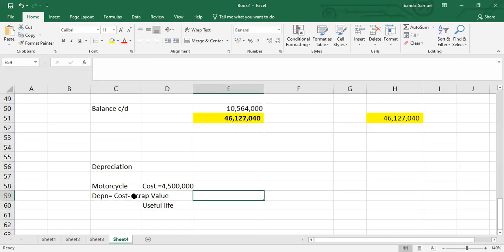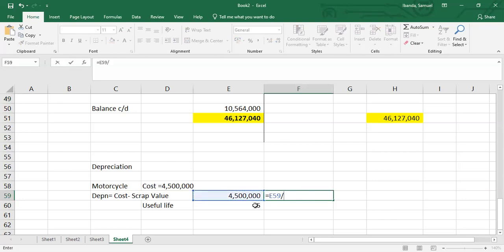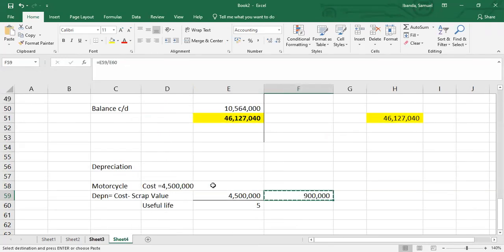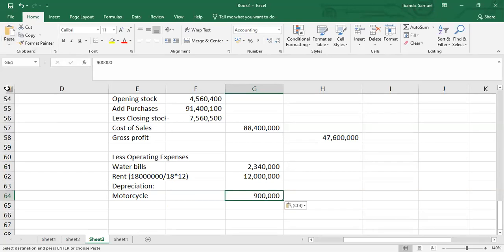In this case, I've not been given the scrap value. They have given me the cost and the useful life. So I will assume the scrap value is zero, so the numerator will only remain 4.5. I have 4.5 divided by 5 years. This is basically about 900,000. So I'll include this figure as my depreciation for motorcycle.